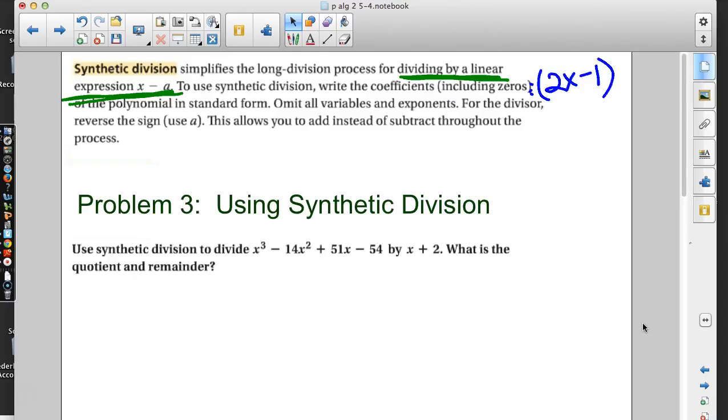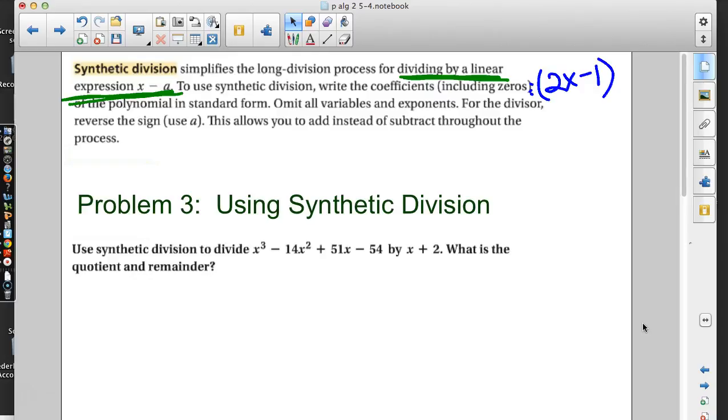So to use synthetic division, here's what we do. We write just the numbers, the coefficients, but you have to make sure you include anything that's missing. You put a 0 in if there's no x squared there, all that good stuff. You write that in standard form like we're used to. Again, zeros for anything that's missing. Don't put the variables in. Don't put the exponents in.